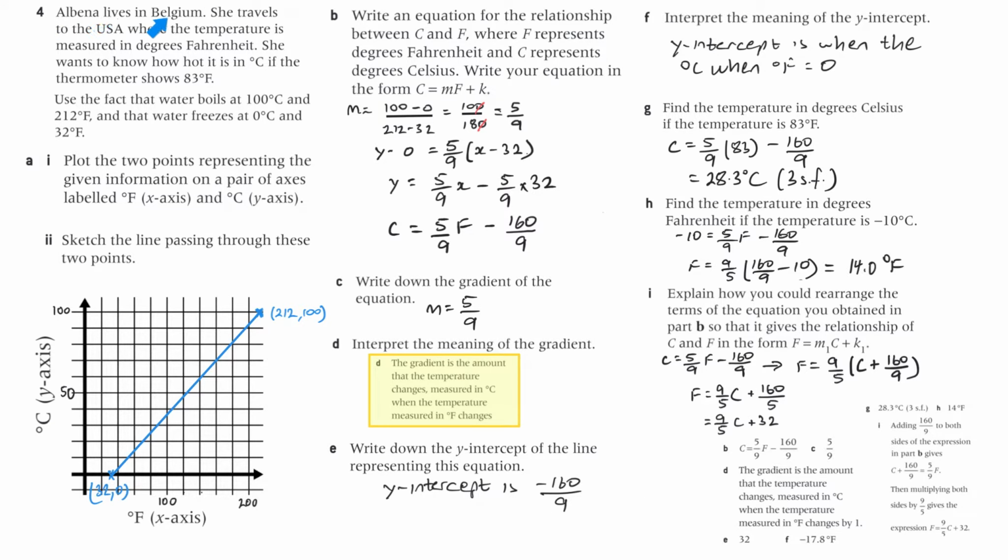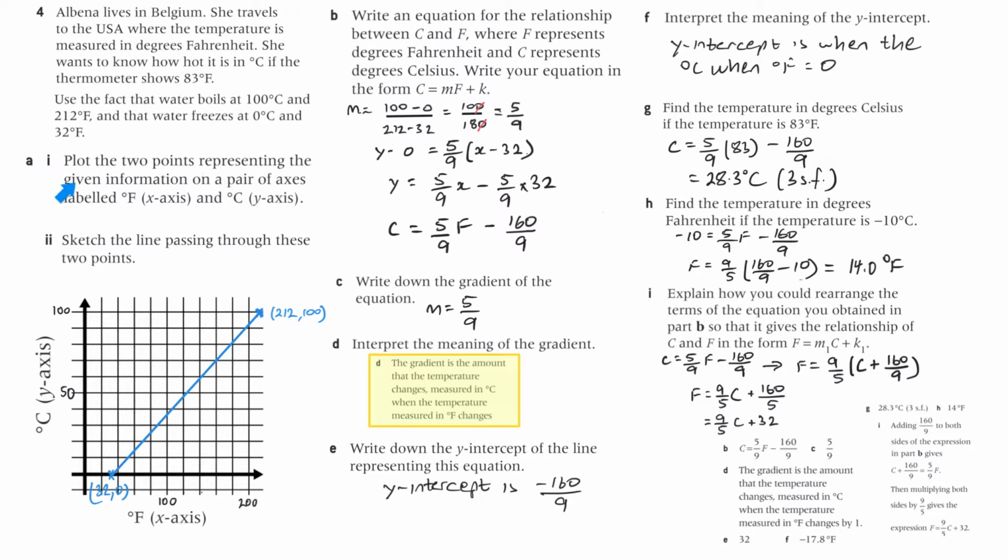4. Albina lives in Belgium. She travels to the USA where the temperature is measured in degrees Fahrenheit. She wants to know how hot it is in degrees C if the thermometer shows 83 degrees Fahrenheit. Use the fact that water boils at 100 degrees Celsius and 200 degrees Fahrenheit, and that water freezes at 0 degrees C and 32 degrees Fahrenheit.